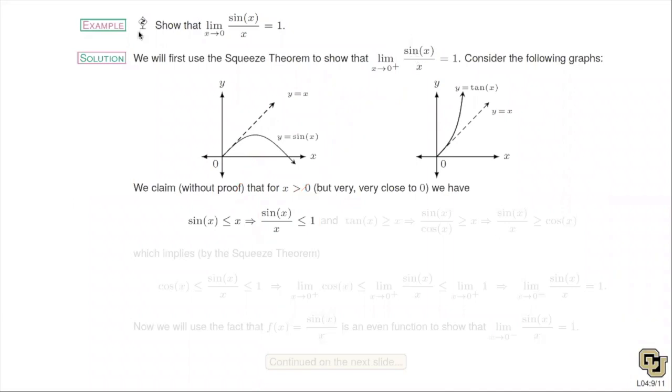That's where the second graph comes in. If you look at the second graph, here what I've done is I've graphed the tangent, so that's y equal to tangent x and y equal to x. Again, I only need those graphs in the first quadrant. And again, if you look at the graph, it shows for x greater than 0, but very, very close, the tangent curve lies above y equal to x. Tangent of x is greater than x. So now rewrite tangent as sine over cosine.